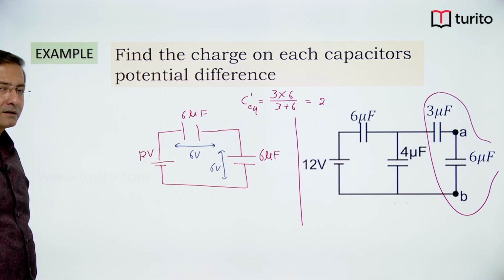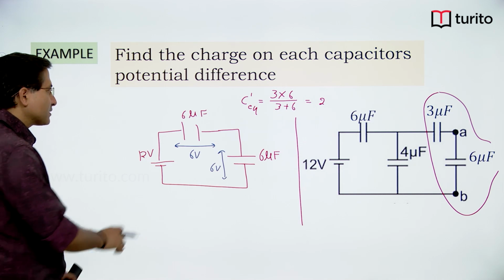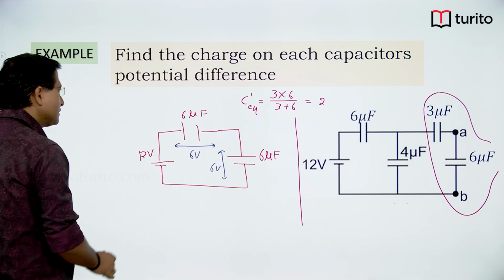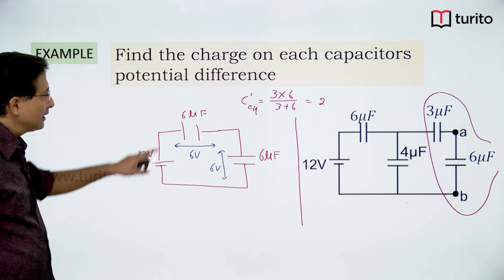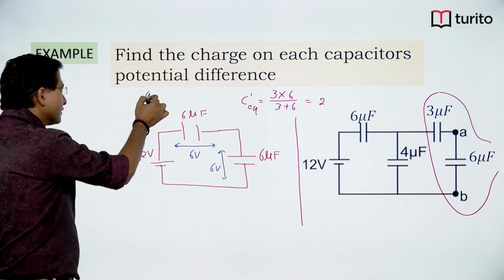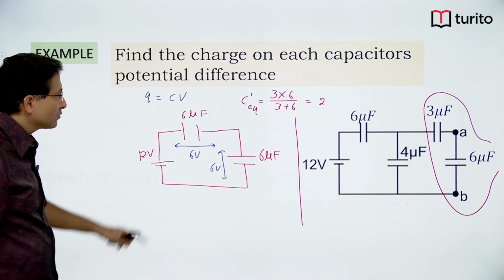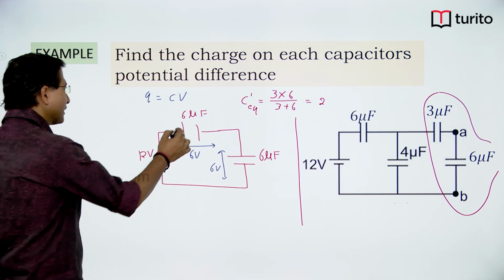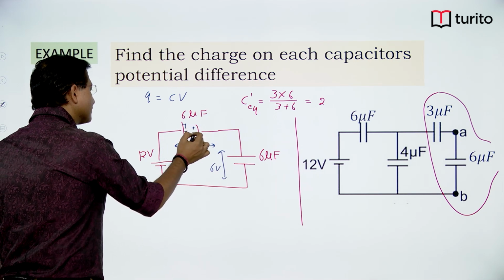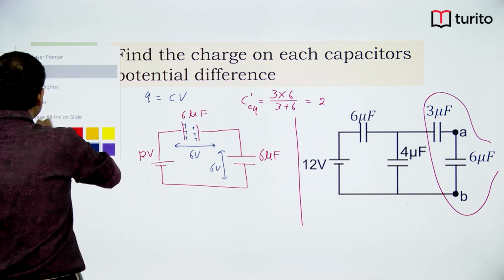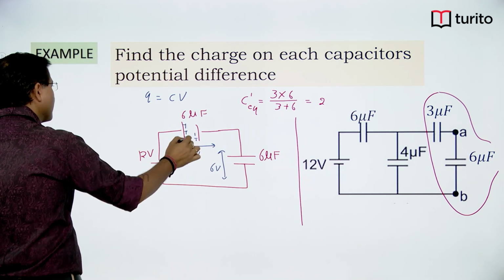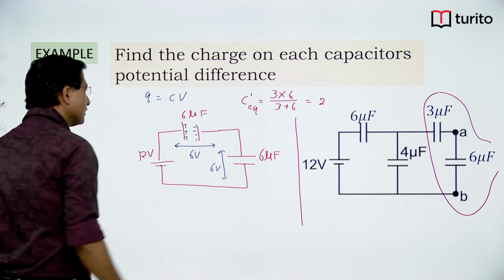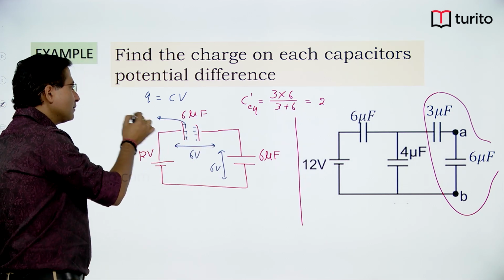If this is 6, then charge appearing over here on this capacitor, how much charge will appear, right. So, Q is equal to CV. I am talking about charge. So, capacitance I have, voltage I have, directly I can write 36 microcoulomb. So here this charge will be, this will be 36 microcoulomb.